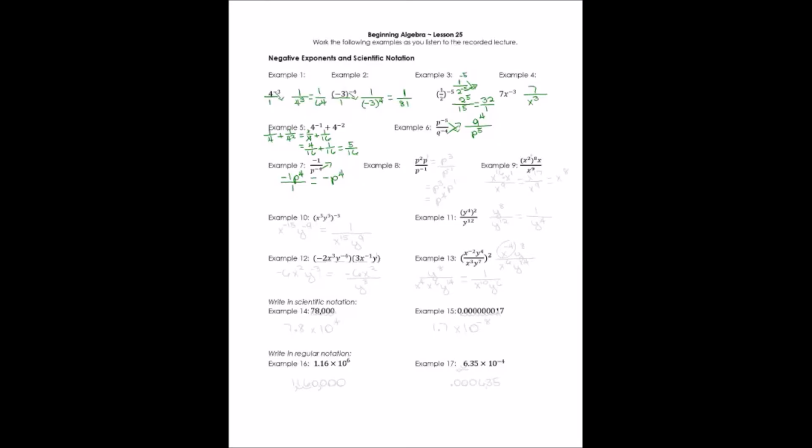Now, in example 8, I have a bunch of p's that I need to combine. This is really in the numerator p squared times p to the 1st. Well, that is really p cubed. Remember, when we multiply the same base with exponents, we add the exponents. And it's over p to the negative 1. Well, I want to get rid of this p to the negative 1. I have to take it up. So I'm going to say that's really the same as p cubed times p to the positive 1. And in the denominator, I have nothing left but 1, so I don't really have to list that. This is p to the 4th.